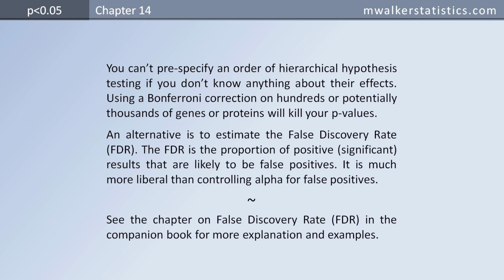An alternative is to estimate the false discovery rate, FDR. The FDR is the proportion of positive results that are likely to be false positives. It is much more liberal than controlling alpha for false positives. See the chapter on false discovery rate in the companion book for more explanation and examples.